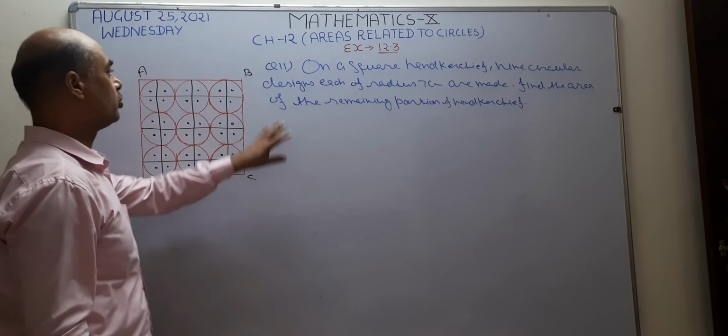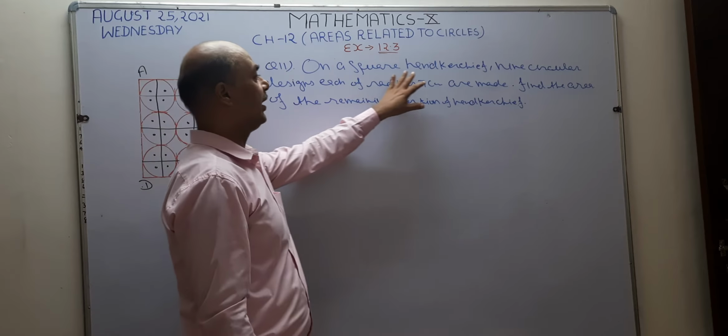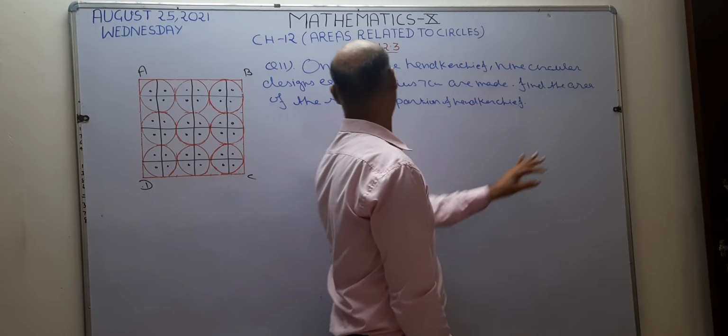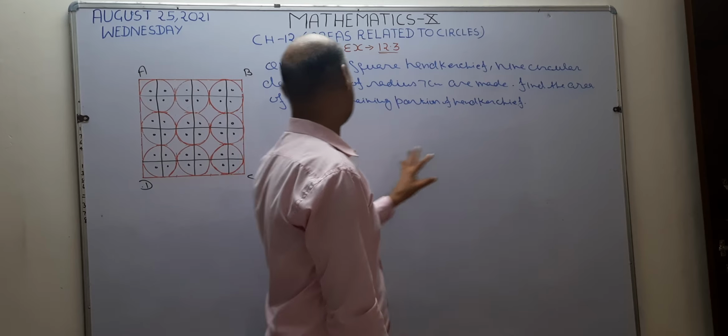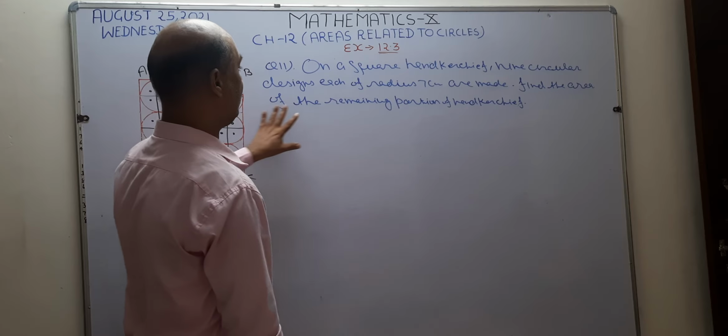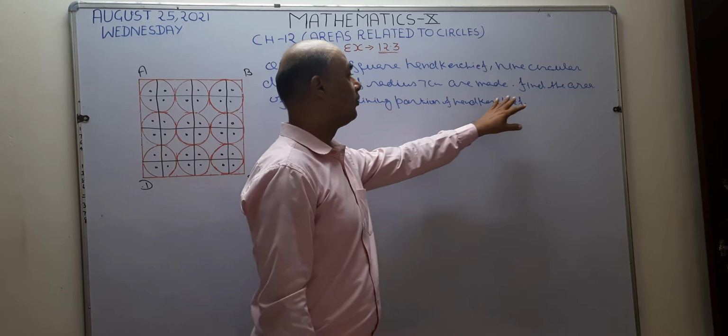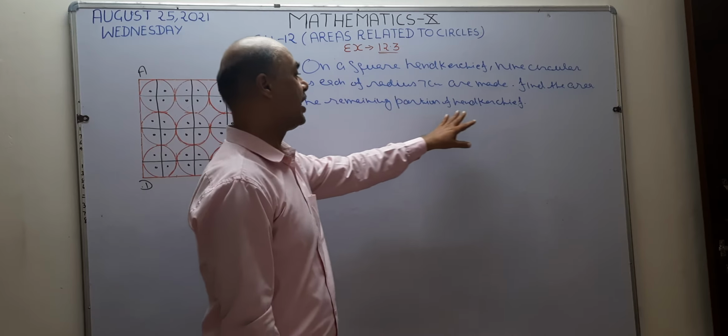Now we are going to solve this question number 11. On a square handkerchief, 9 circular designs, each of radius 7 centimeter, are made. It means all 9 circles have the same radius of 7 centimeters. Find the area of the remaining portion of the handkerchief.